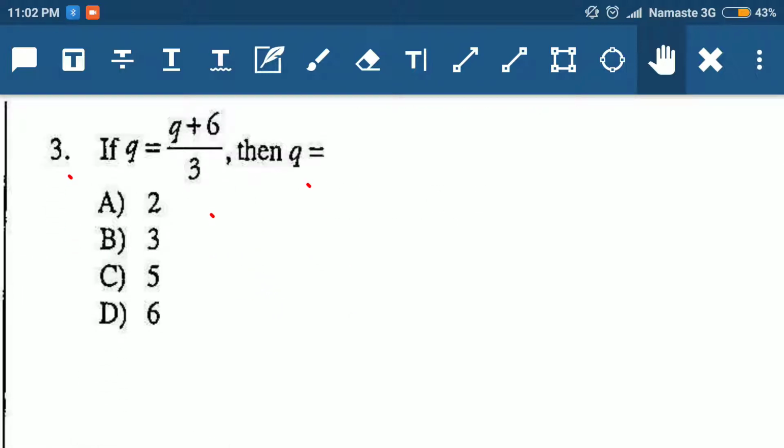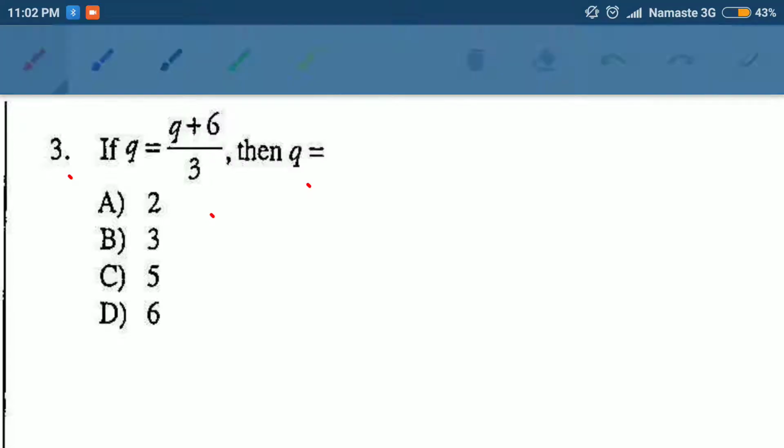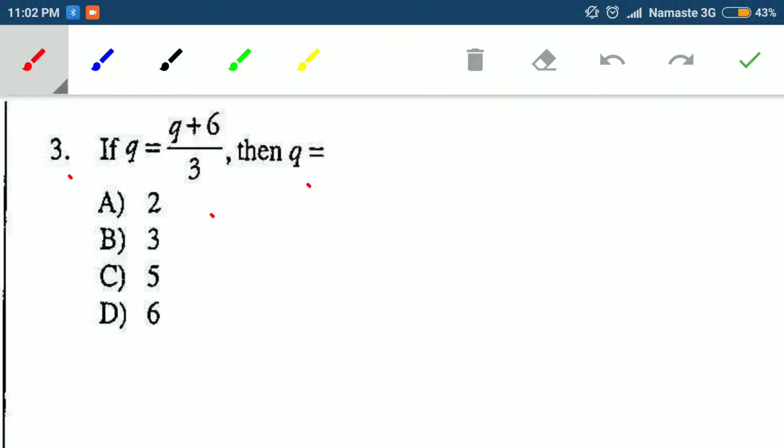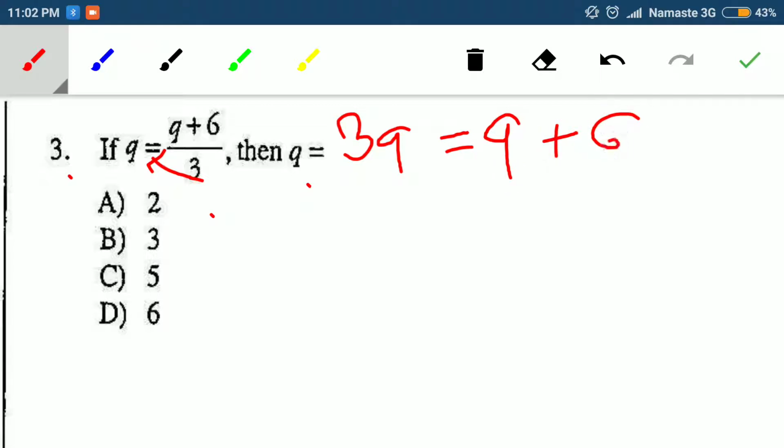Here we have a lot of methods to solve this problem. Let's go for the first procedural method that we used in our school level classes. That means we are cross multiplying 3 and q, so it becomes 3q equals, with nothing on the LHS denominator, simply q plus 6. We need to find the value of q.